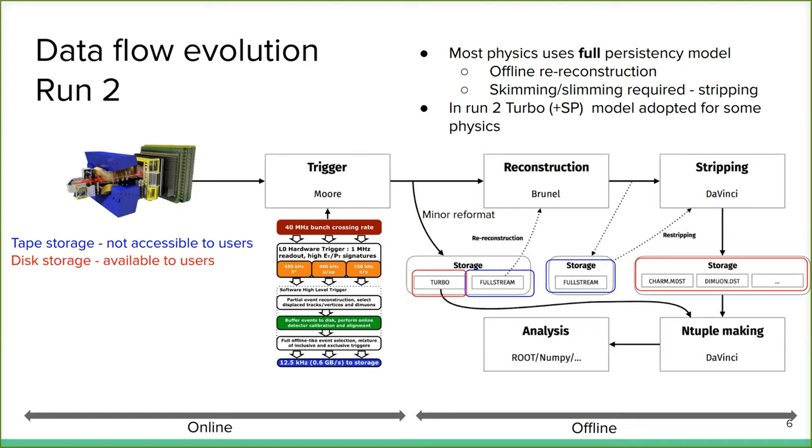But we did have quite a good uptake of Turbo and Turbo SP, mainly for our charm program. Here, obviously, the reconstructed objects were taken from the trigger. And then there's just a very minor file reformatting to be done before we can save the data straight to disk. This is why it's called Turbo, of course.